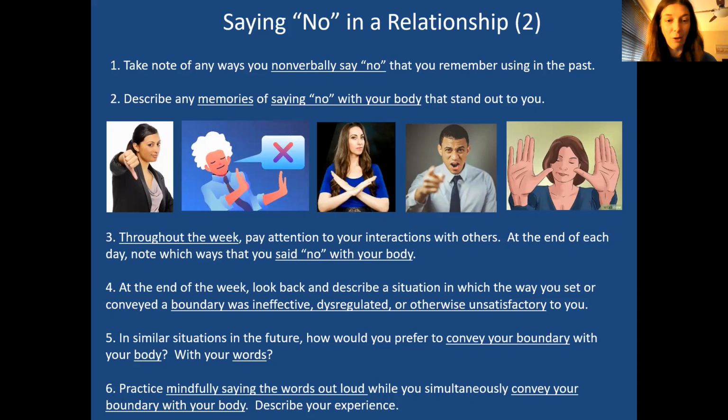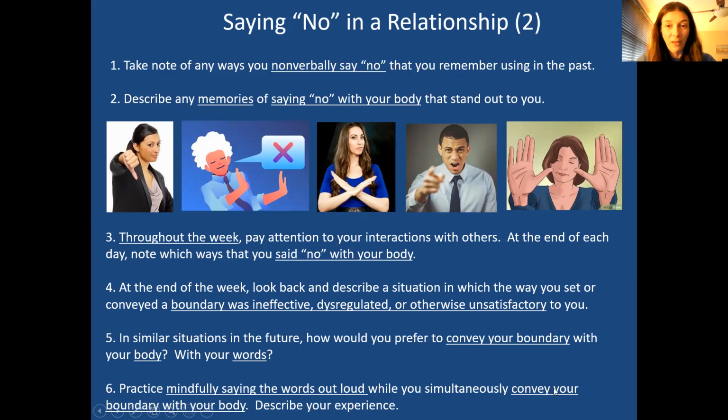By using your body to help you say no. And how would you say something different? How would you maybe use your words differently also? Okay, so using some of the things you learned from 1 and 2, right, and from here, how would you do it over again if you weren't happy with a situation this week where you didn't say no the way you really wanted to? All right, and 6, practice saying the words out loud while you simultaneously convey your boundary with your body.